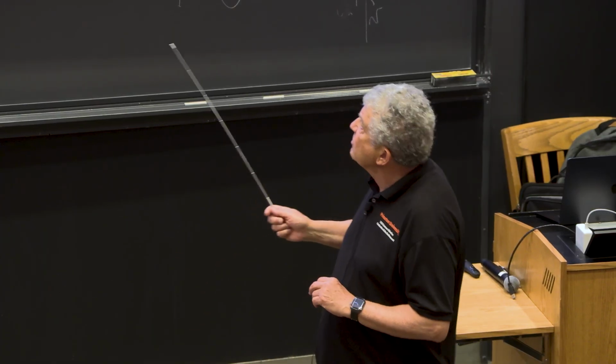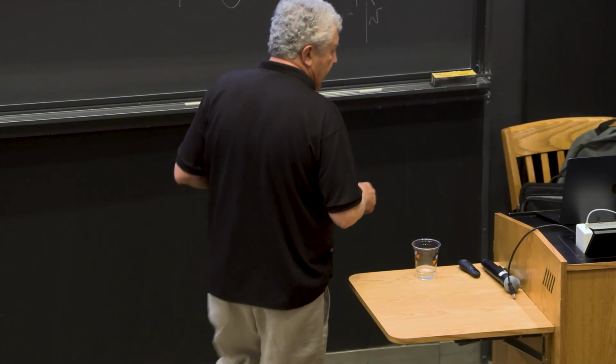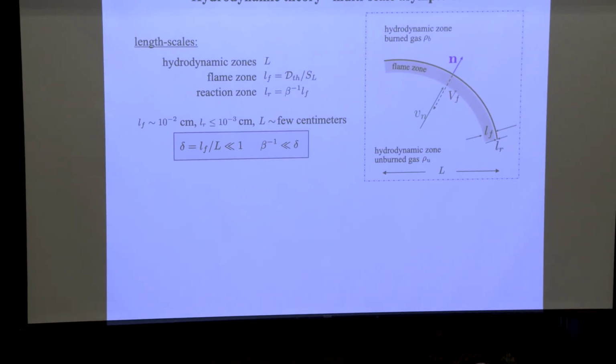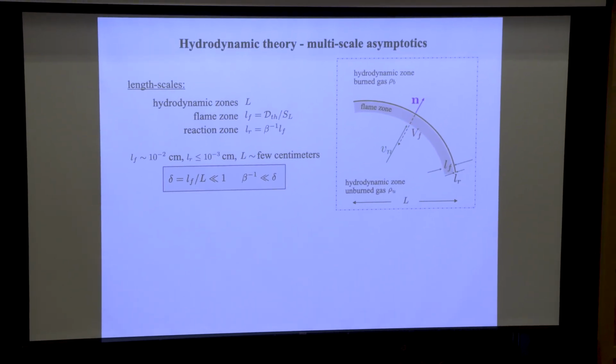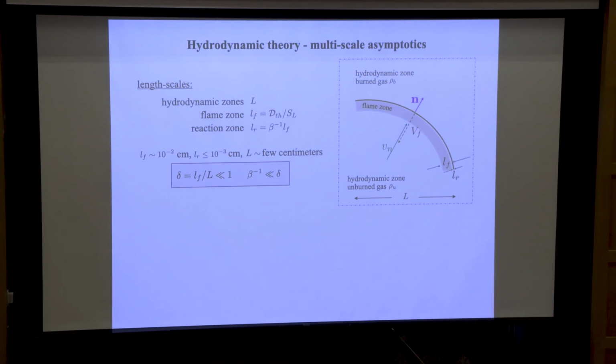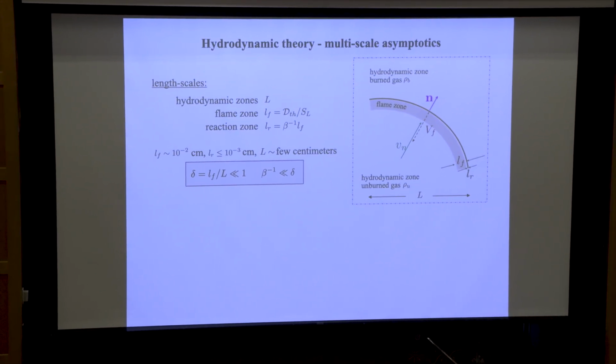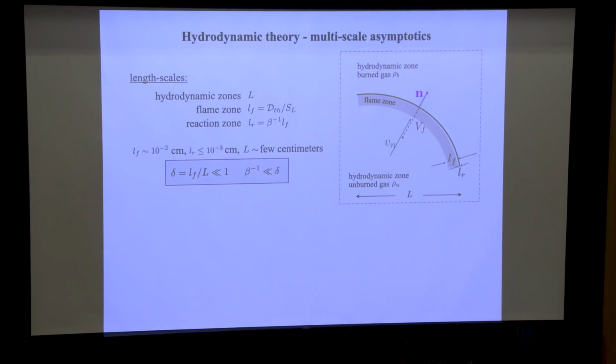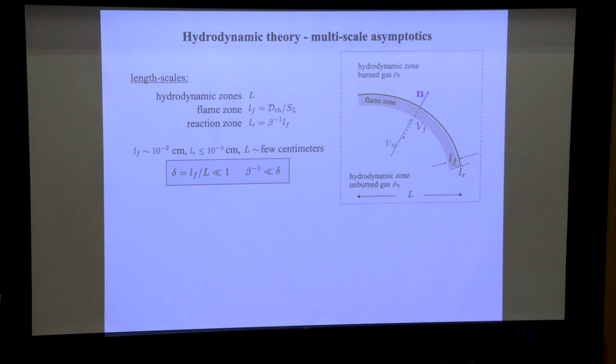And the discussion is based on a multi-scale analysis, which I sort of alluded to before, namely that we have two scales, the flame thickness and the large hydrodynamic scale, and we are assuming that delta is much smaller than 1, but also we are assuming that the activation energy parameter is much smaller than delta, which means that the reaction zone is a thin region embedded within the flame zone, which itself is thin compared to the hydrodynamic zone. So you see the complexity, and that's why the words multi-scale.